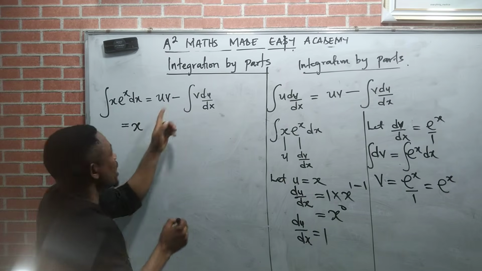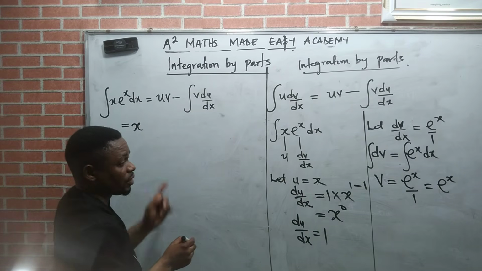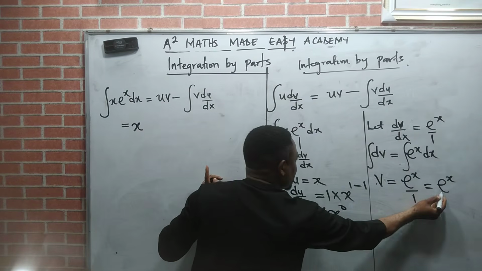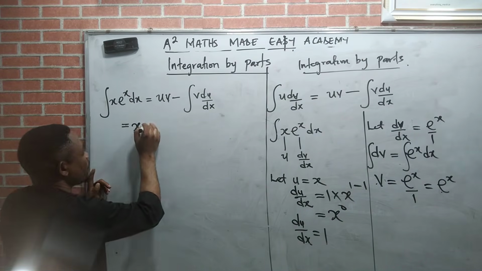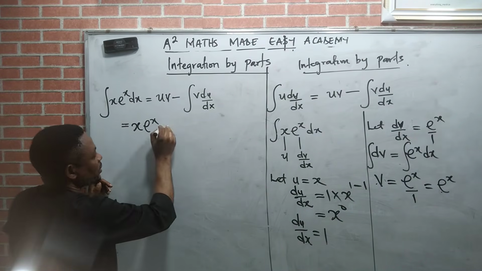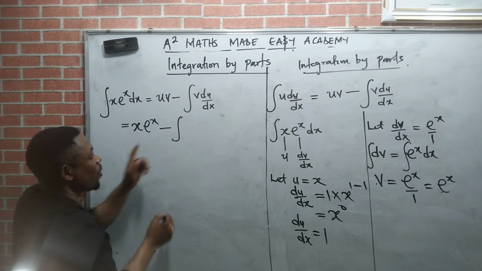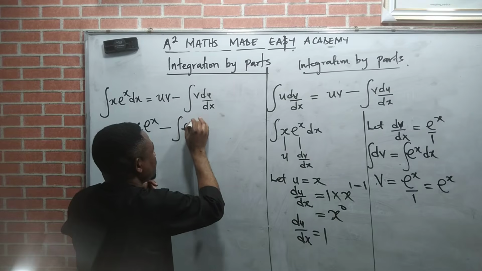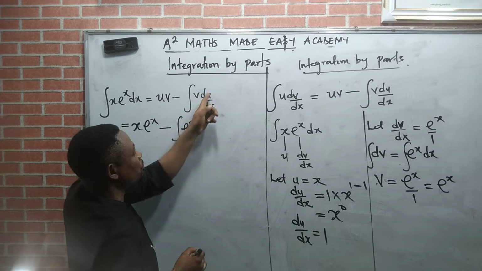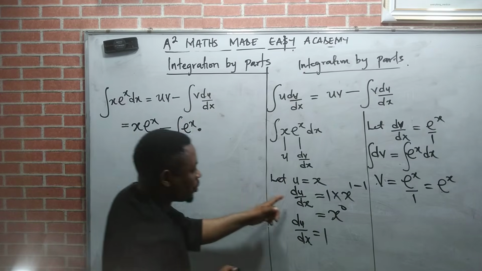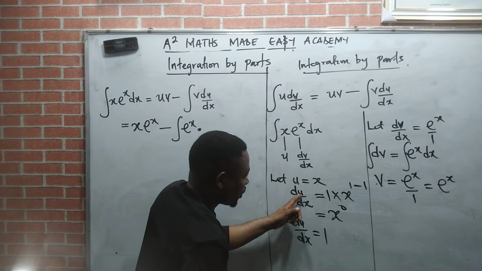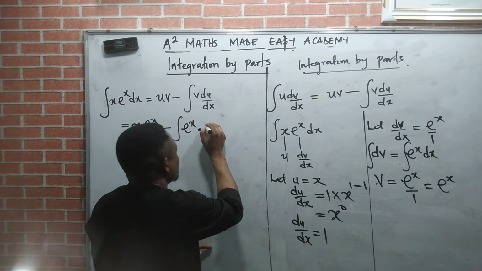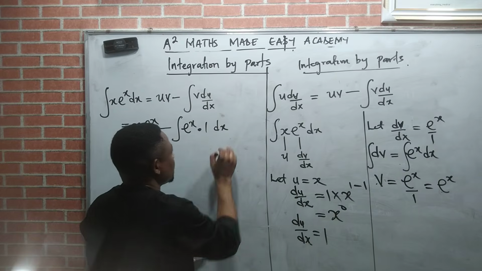Are you there? Next is v. I believe we have solved for v. What is the value of v? v is exponential x. We now put in exponential x. Then minus integral of what? v. What is v again? Exponential x. Then multiply by du dx. What is du? du is already solved. du is what? 1. So I'll put here 1. Don't forget to put your dx.